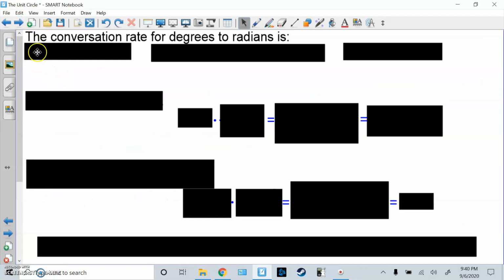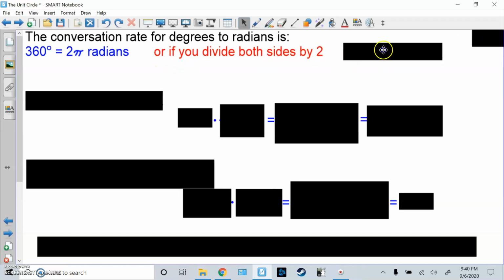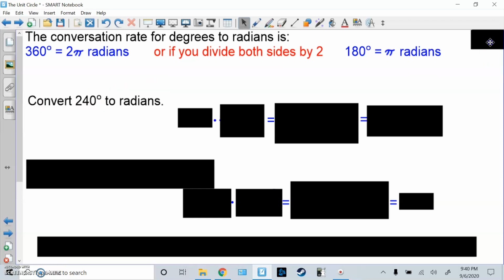Alright, the conversion rate for degrees to radians is 360 degrees is 2 pi radians. Now you could divide both sides by 2 to get the other one: 180 degrees is pi radians, your choice. So convert 240 degrees to radians.